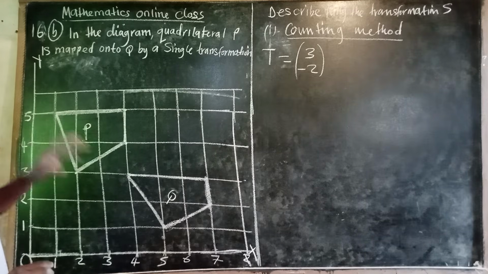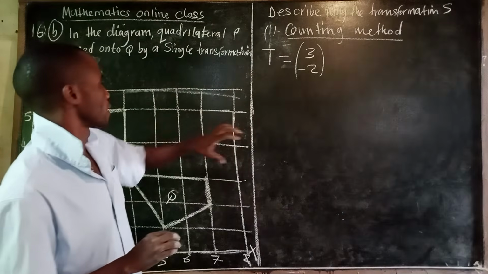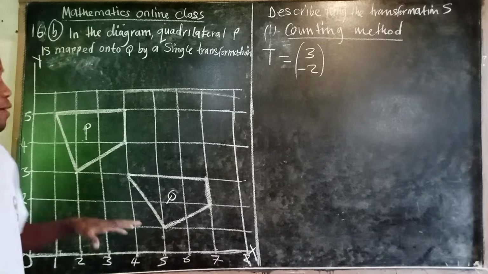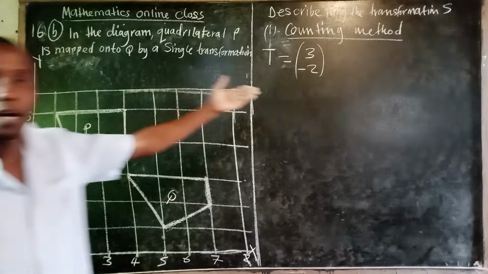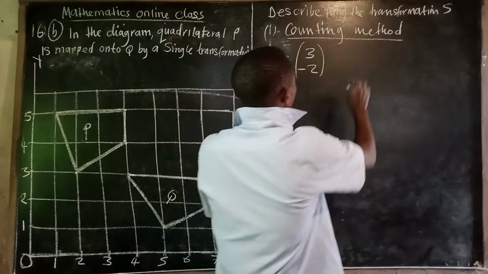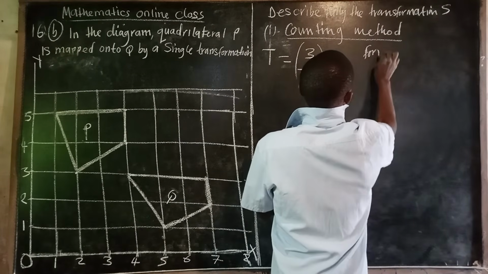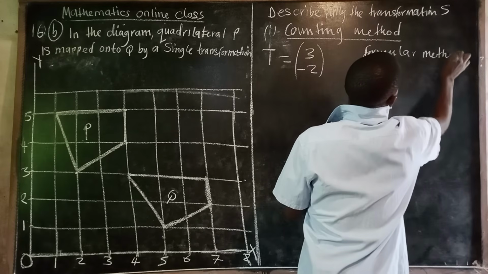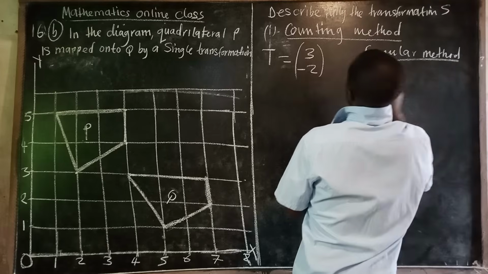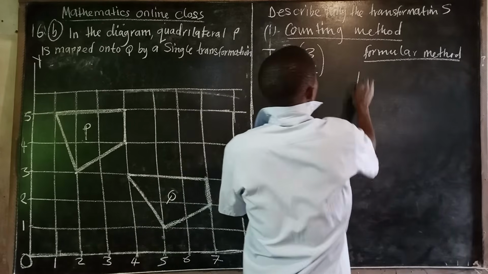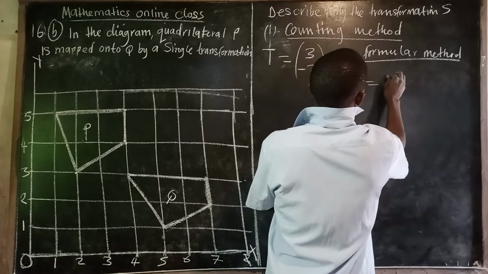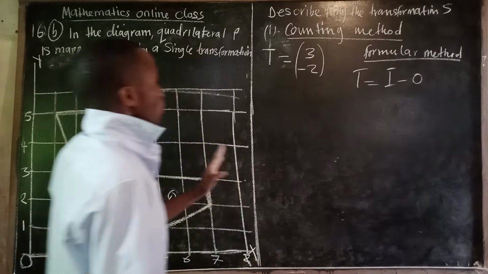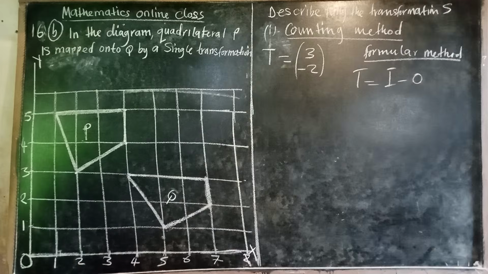Now let's go to the other method so that we can see how to find the translation vector in case you are not comfortable with the counting method where you are supposed to consider the units. So, formula method: translation vector is equal to image minus object.